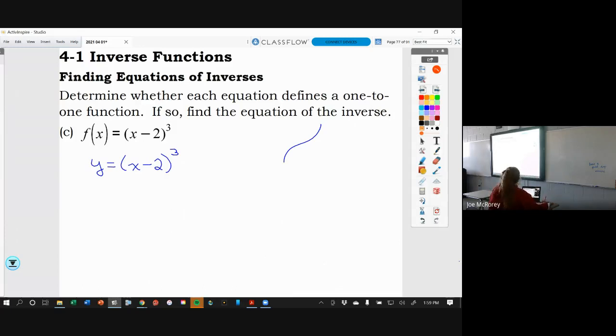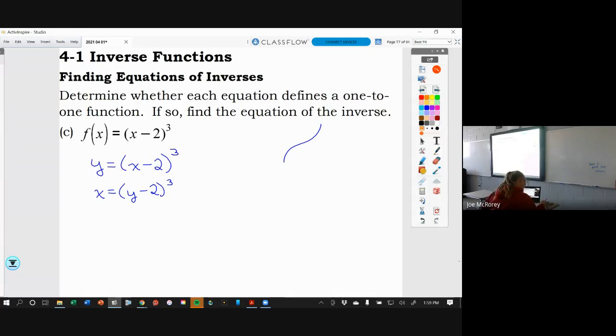Okay. Let's find the inverse. So I've rewritten it. I've gotten rid of the f of x, changed it to y. Next step, change the x and the y. This y becomes an x, and this x becomes a y. You almost messed up. I do that all the time. Y'all got me flustered. I want y by itself.